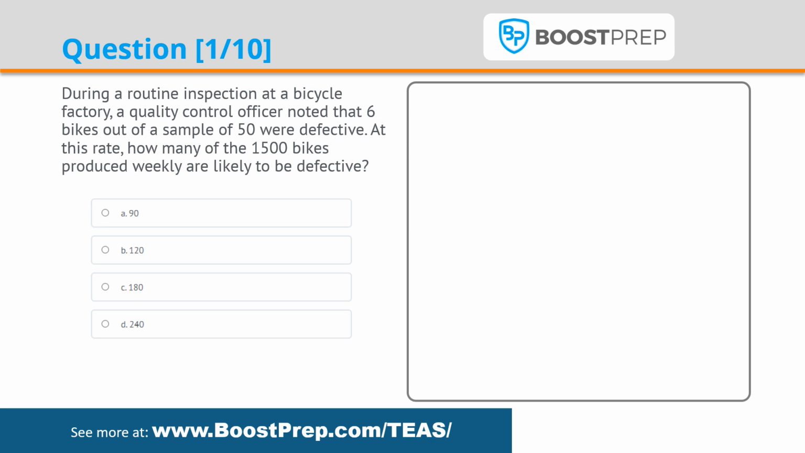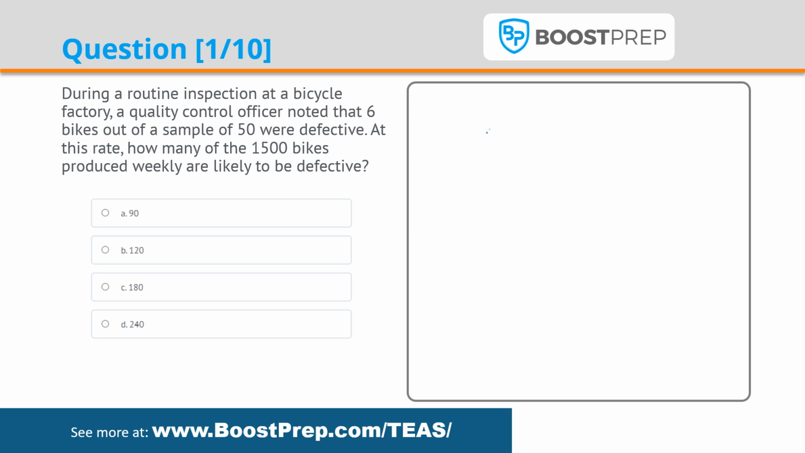During a routine inspection at a bicycle factory, a quality control officer noted that 6 bikes out of a sample of 50 were defective. At this rate, how many of the 1,500 bikes produced weekly are likely to be defective? The easiest way to do this is to set up a proportion.